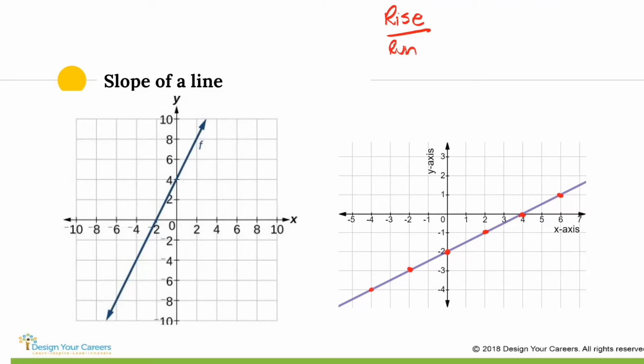So when I'm rising to go to the next point, I'm noticing that I rise 1. I'm rising 1, all right? And then when I'm running, I am going right 1, 2. But if I want to double check, I can do it again. To go from this point to the next point, I'm rising 1, and I'm running 2. Same thing for the next one. Rising 1, running 2. Rising 1, running 2. Rising 1, running 2. And this will be the case no matter what point you pick.